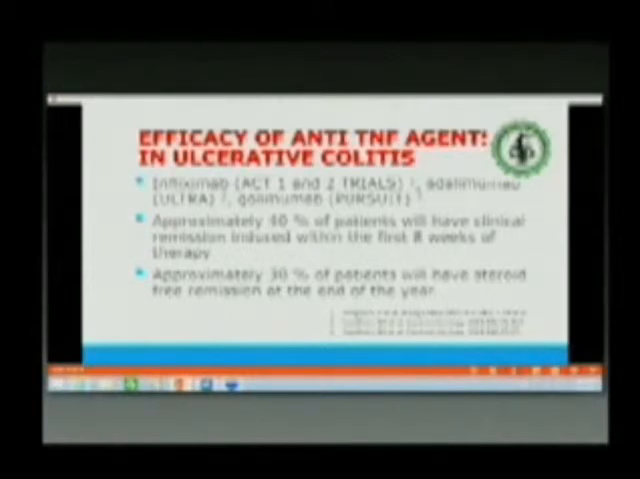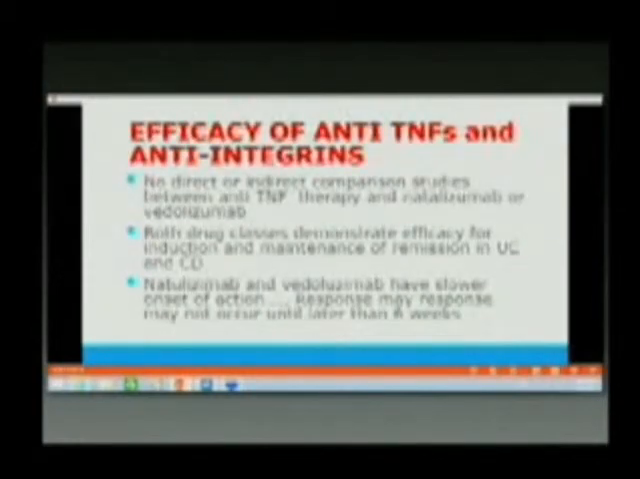Okay. How about for vedolizumab? Admittedly, there are no direct or indirect comparison studies between your anti-TNF therapy and natalizumab, or vedolizumab for that matter. However, what we can say is both drug classes demonstrate efficacy for induction and maintenance of remission in both ulcerative colitis and Crohn's disease. Having said that, you have to remember that with vedolizumab, there's delayed onset of action.